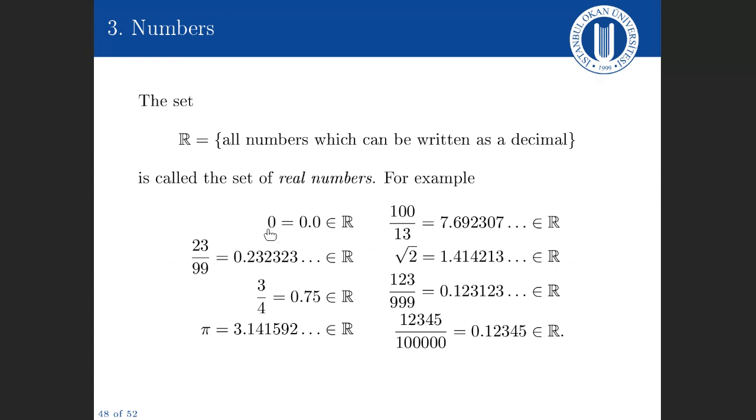For example, 0 is a real number. I could write this as 0.0. 23 divided by 99, I could write as 0.23232323 repeating. This is a real number. And so on. Pi, I can write as 3.141592, etc. This is a real number, and so on. Root 2 is a real number.